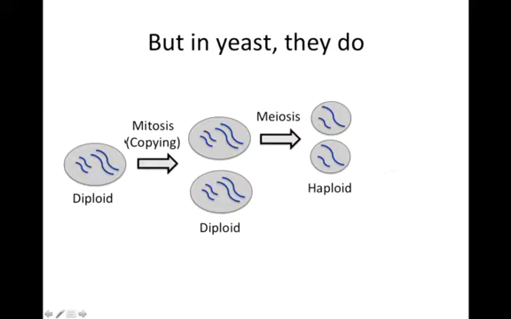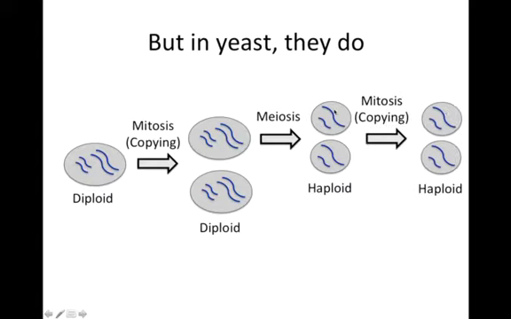But in yeast, they do. Yeast has haploid cells and diploid cells, but the relationship is very different. So to remind you, yeast is a single-celled organism. So it's not the case that they have a multi-celled body made up of diploid cells and gametes made up of haploids. Instead, they have single-celled stages that are both diploid or haploid. And in fact, in most yeast, what happens is that the haploid cell is dominant.